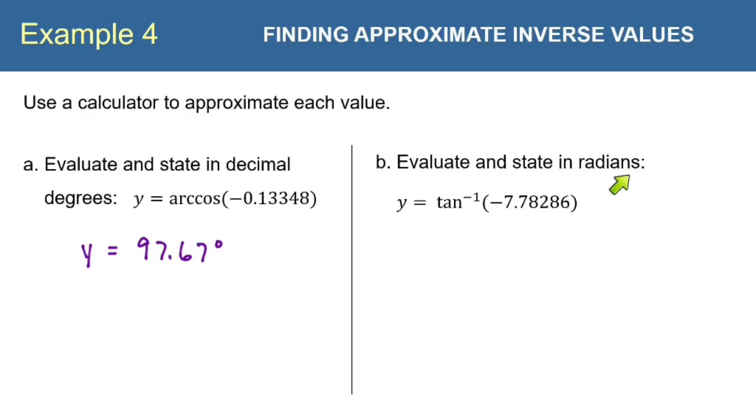In part B, it says evaluate and state in radians. And so you'll want to switch your calculator into radians now. And then to find tangent inverse of negative 7.78286, you'll just press second tangent and then negative 7.78286. And when you hit equal there, you should get y equals negative 1.443 radians. Now I rounded here to 2 decimal places on part A and 3 decimal places on part B, but you know that when you're working in MyLab, you always read the instructions under the answer box to see how many decimal places MyLab expects you to keep.